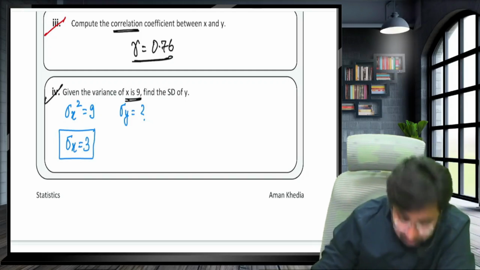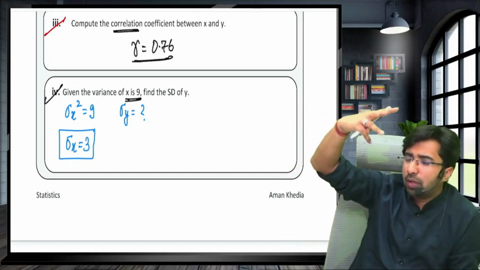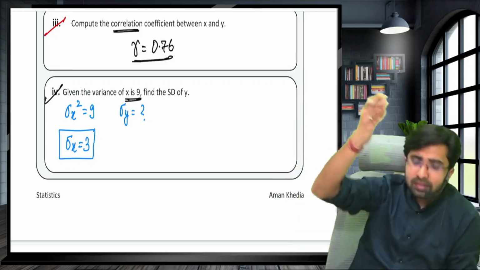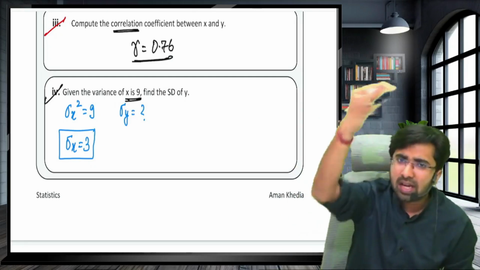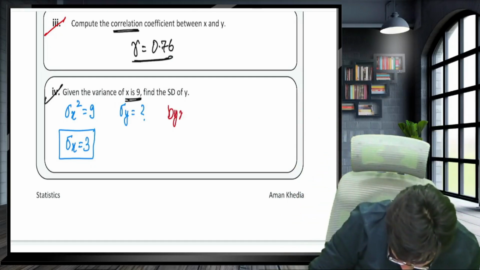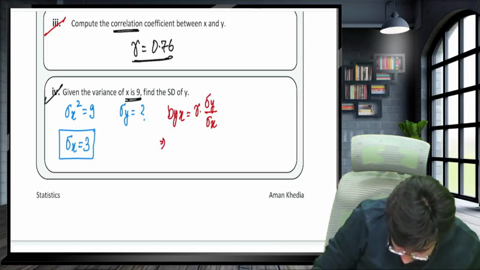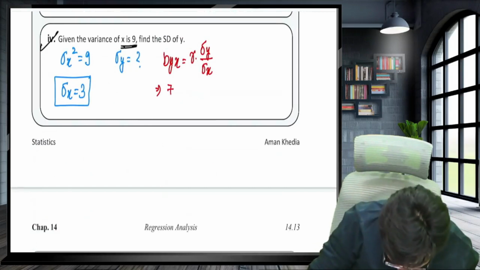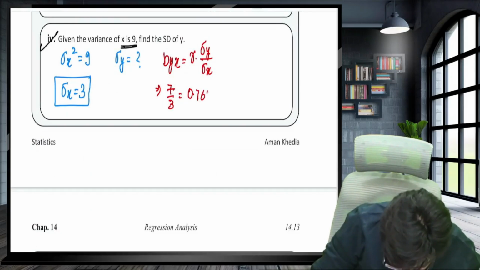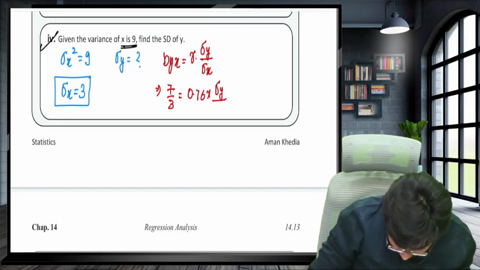Guys, you have r, you have b. Which formula to use from among those three formulas? Correct, second formula. Sir, you have y on x also, and x on y also. Take anything. Let me take b y on x. It will be r into standard deviation of y divided by standard deviation of x. What is b y on x? Sir, you have computed b y on x as 7 by 3. So this is my 7 by 3, this is my 0.76. I need to compute the standard deviation of y. My standard deviation of x is again 3.